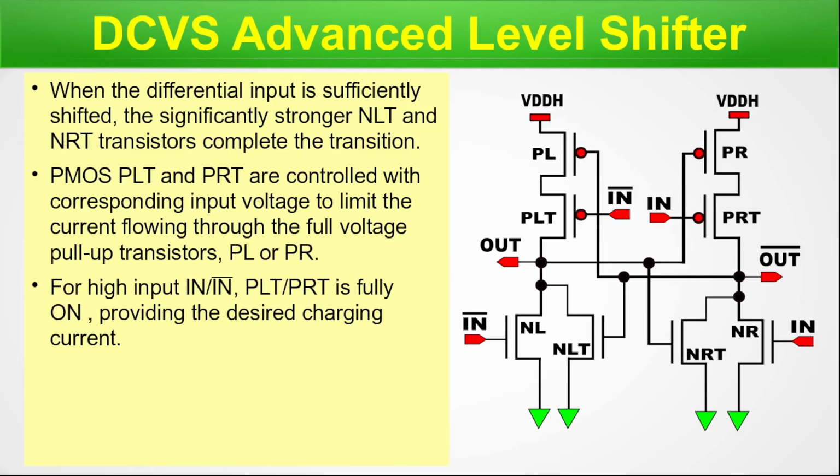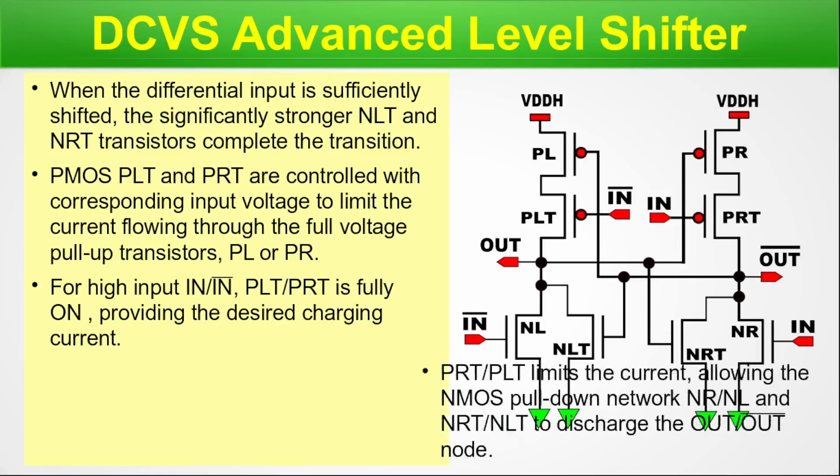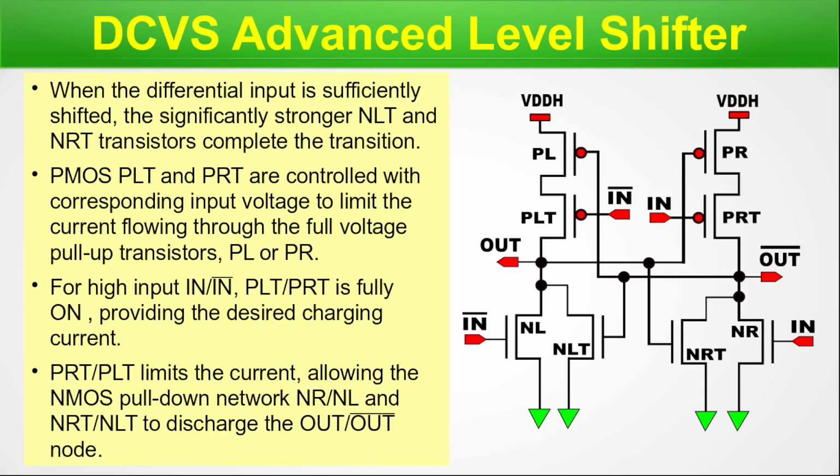For high input in or in bar, PLT or PRT is fully on, providing the desired charging current. PRT or PLT limits the current, allowing the NMOS pull-down network NR or NL and NRT and NLT to discharge the out and out bar node. So we are done talking about the DCVS advanced level shifter. Let's move on to the next slide.